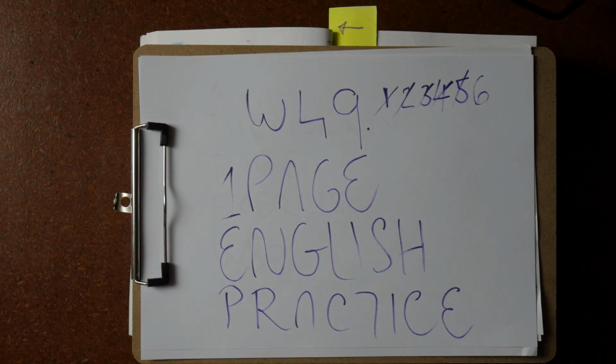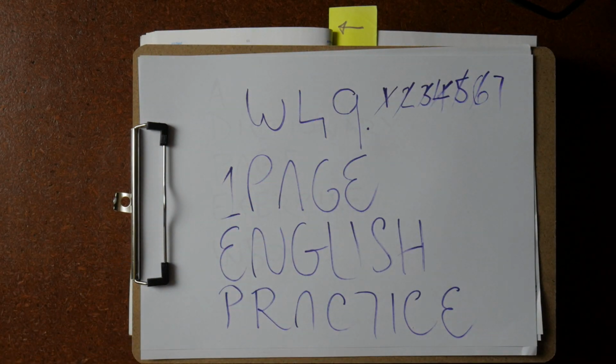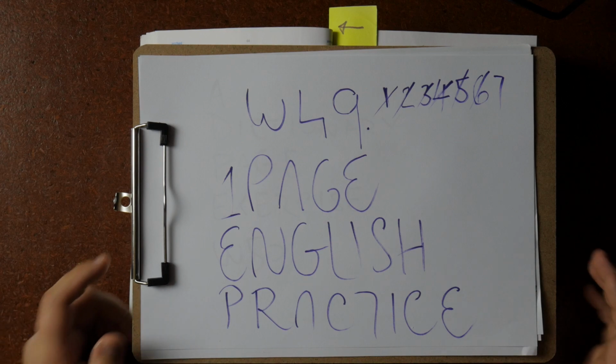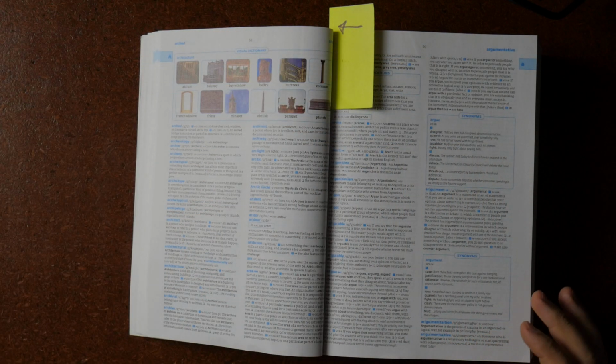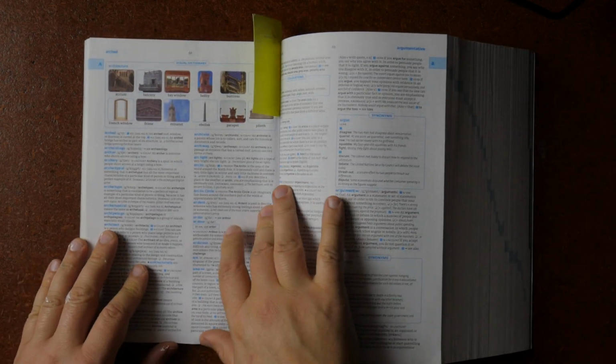Alright, let's go to the English practice for Sunday. So, get over and done with. It's week 49. It's one-page English practice. And it's page 68. It'll be quite short.